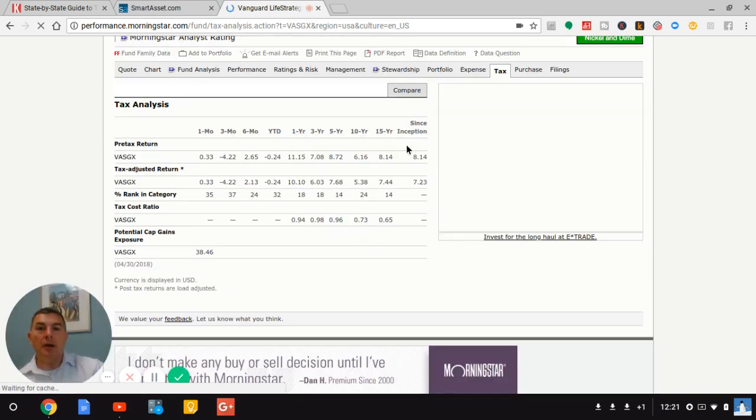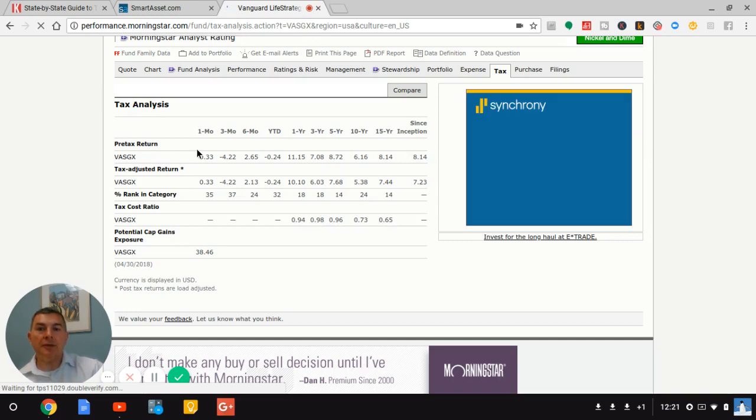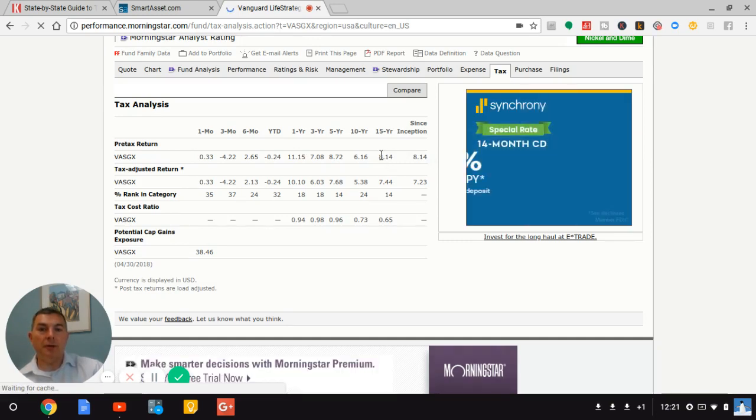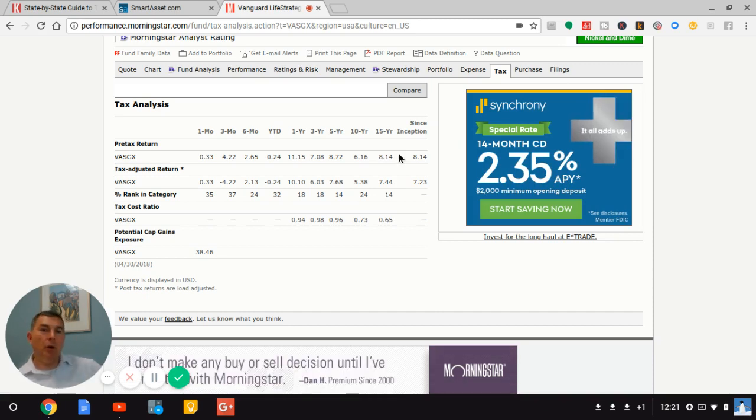All right, I love this right here. Pre-tax return. We'll just use 15 years here. All right, so 15-year pre-tax return, 8.14. That's what you've averaged over 15 years. Not too shabby. And I've already shown you basically you would have put $100,000 in this portfolio in 2000. It's worth like $250,000 today. So there you go, roughly 8% year-over-year rate of return.